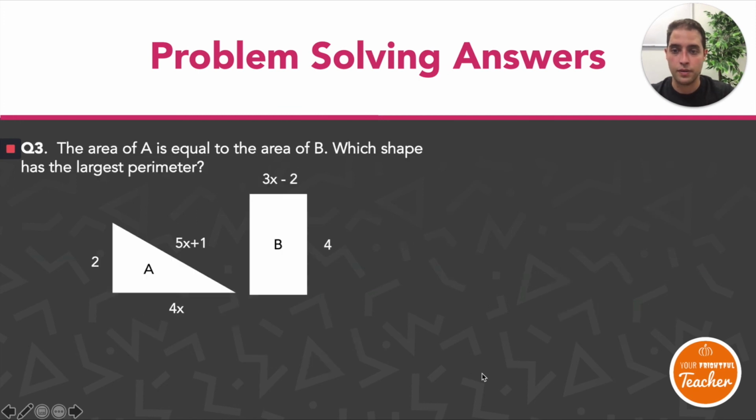All right. I'll leave you now to do this one for the final minute. The area of A is equal to the area of B. Which shape has the largest perimeter? One's a triangle, one's a rectangle. What are the formulas and how are they different to working out areas? That's going to be important.